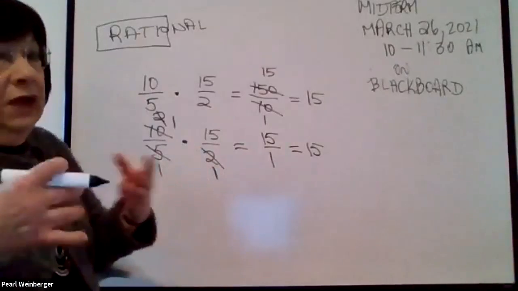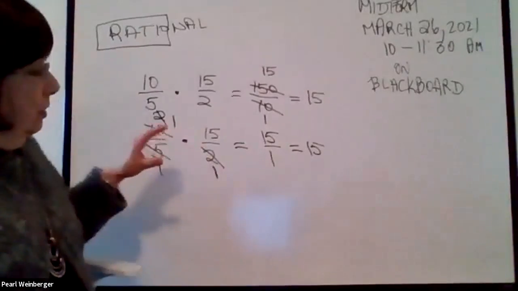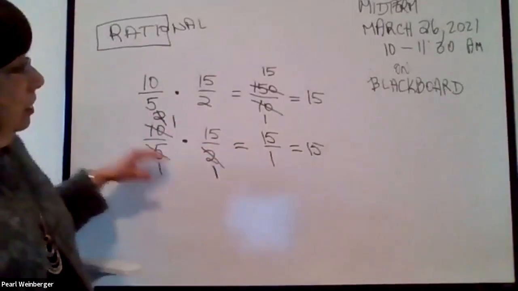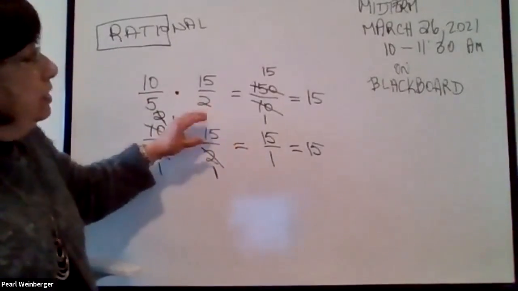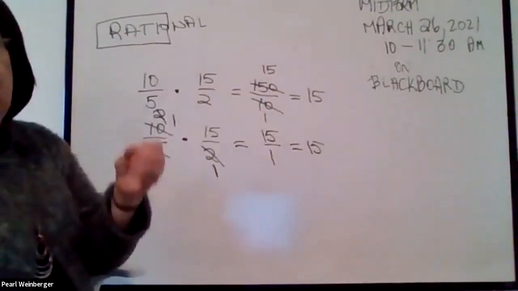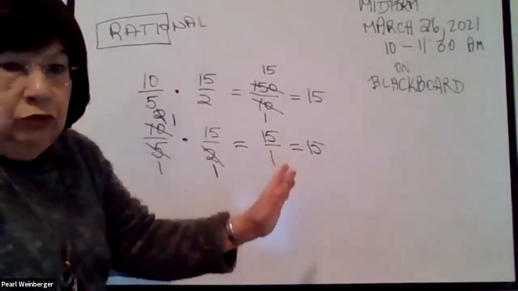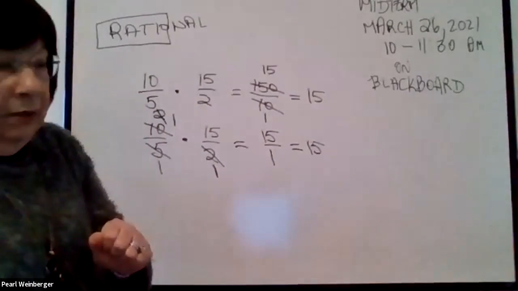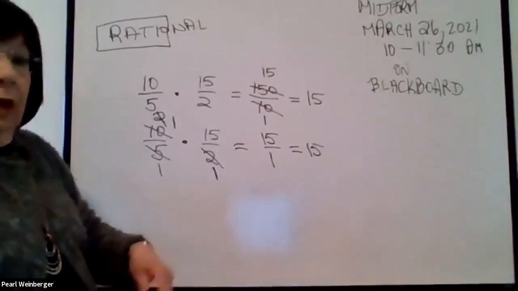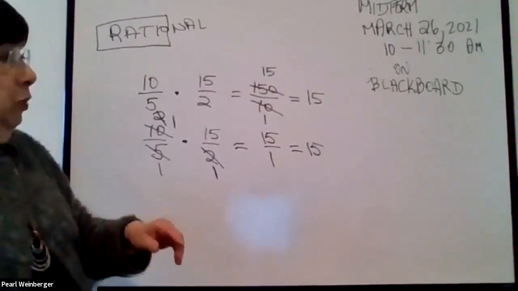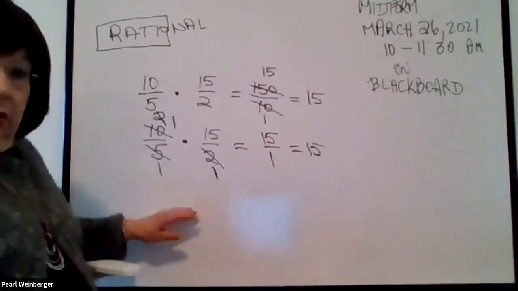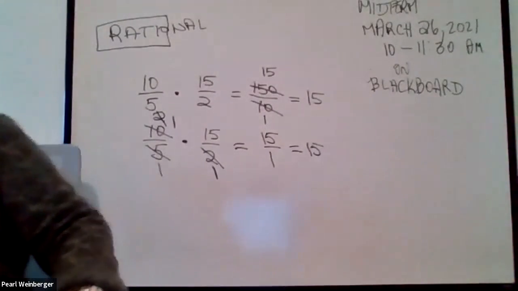When the numbers are large, it sometimes makes more sense... What we're doing is we're reducing before we multiply. And we can do this as long as we have any numerator with any denominator. I'm going to do one more right here.